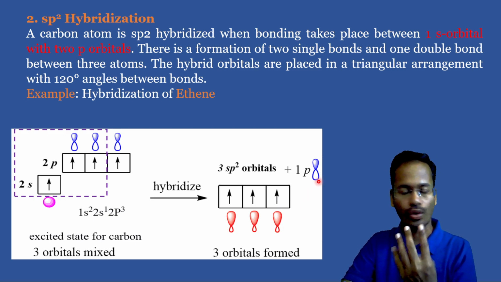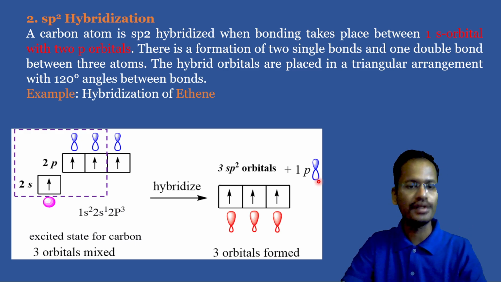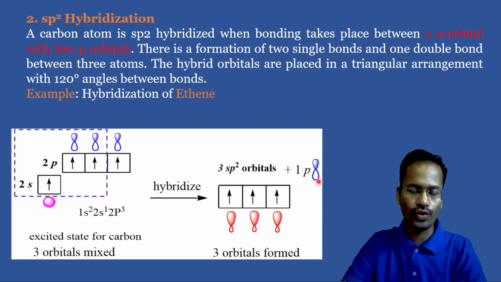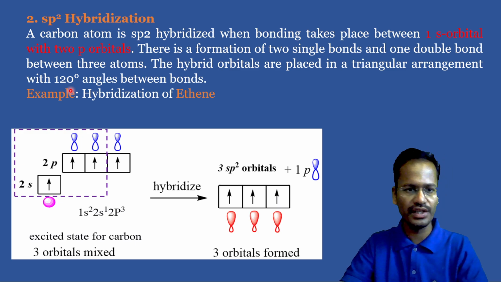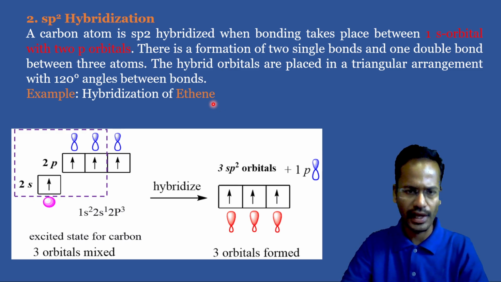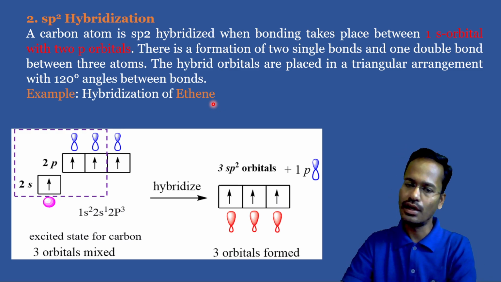So 3 plus 1, total 4. That is what we are going to see in sp2 hybridization. After completing, we are going to get trigonal planar in shape, and the bond angle is going to be 120 degrees. The best example is ethene, that is CH2 double bond CH2. And let us see how these orbital arrangements are going to be.